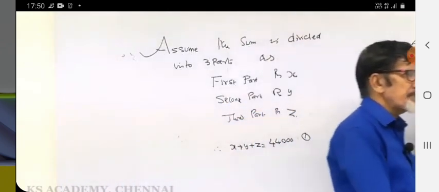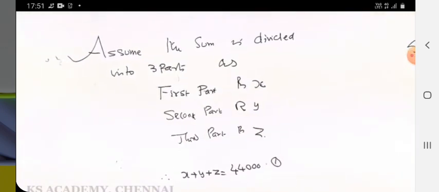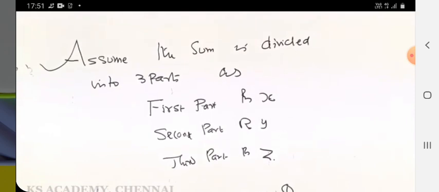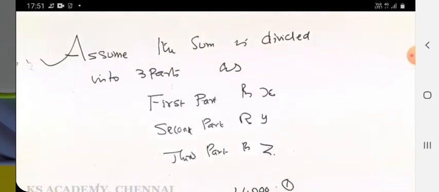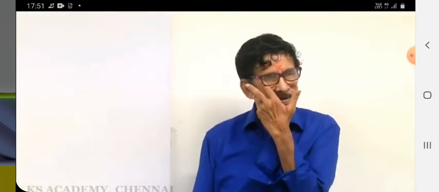I am assuming X rupees, Y rupees, Z rupees as the 3 parts. If you add the 3 parts, you have to get 44,000 rupees. This you write first, clearly. Later on, if you revise the problem, you should know what we did. 44,000 is splitted into 3 parts, X, Y, Z. If you add, you get 44,000 rupees. This is equation 1.